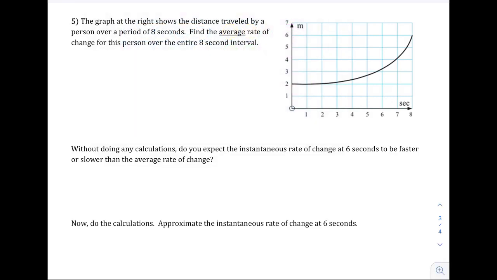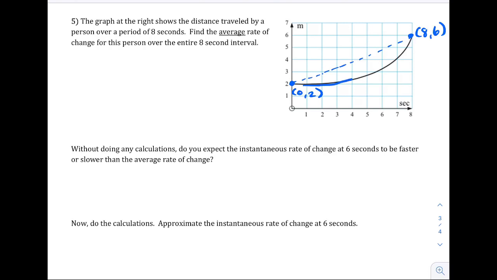Next one, 5. The graph at the right shows the distance traveled by a person over an 8-week period. Find the average rate of change for a person for the entire 8-second interval. So we're going from 0 and 2 all the way up here, which is at 8 and 6. So essentially what we're doing is finding out the slope of a line that goes directly from one to the other. That'll be the average rate of change.